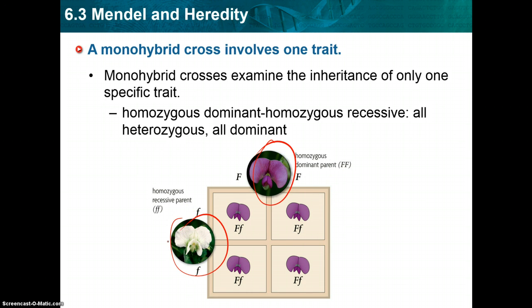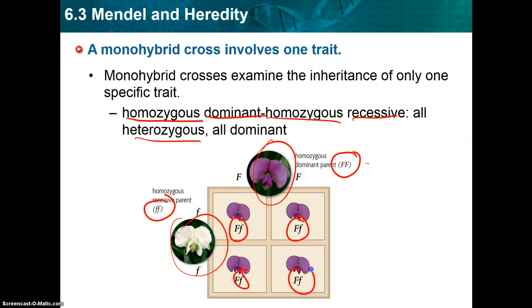Homozygous dominant would be the same with the dominant trait. That means both alleles are going to be the same, like right here, it's FF. Homozygous recessive means it's homo, the same, but both are recessive, like here. It will result in all of your offspring being heterozygous, hetero meaning different, with the dominant trait. So they would all be big F, little f.